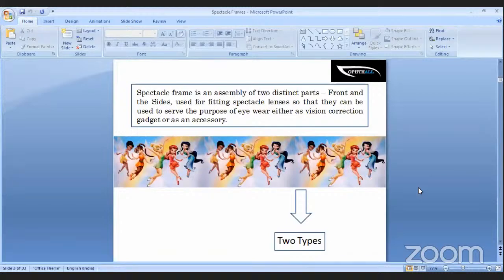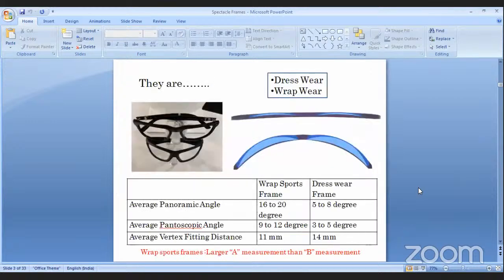Spectacle frames are an assembly of two distinct parts, the front and the sides. These spectacle frames are used for fitting spectacle lenses so that they can serve the purpose of eyewear, either as a vision correction tool or as an accessory. Basically, there are two types of spectacle frames available in the industry, which we call dress wear spectacle frames and wrap spectacle frames.